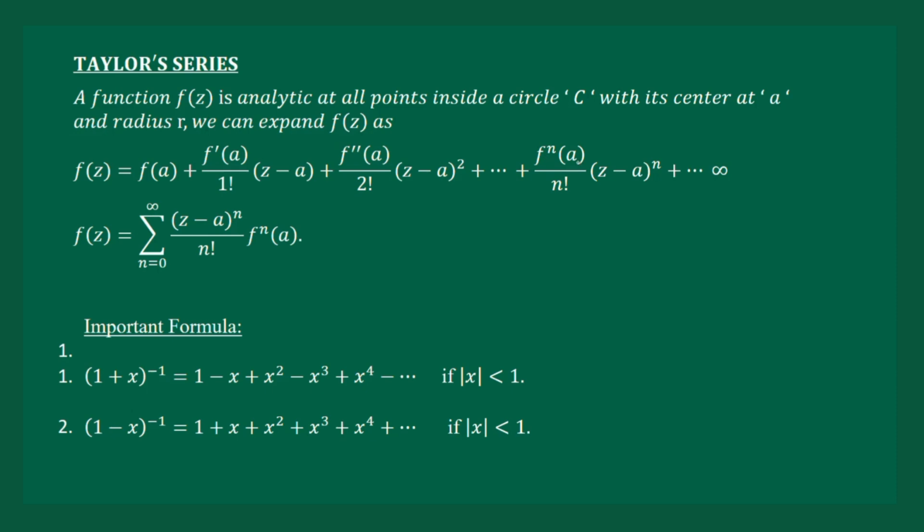This f^n of a is nothing but the nth order derivative of f at the point A. So this is the nth term, f^n of a by n factorial into z minus a whole power n. It goes on up to infinity. So this is the expanded form.